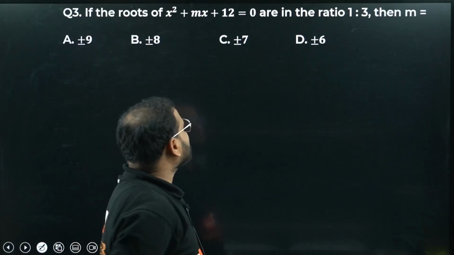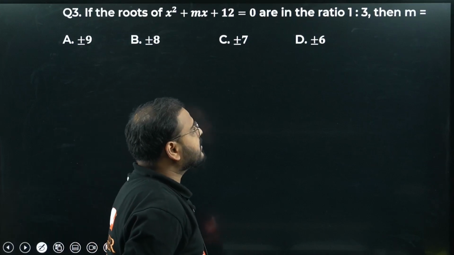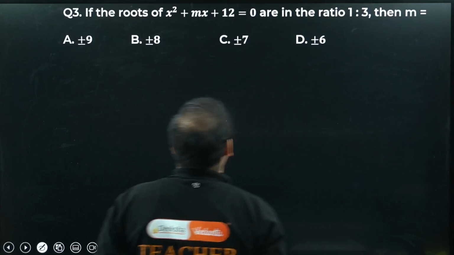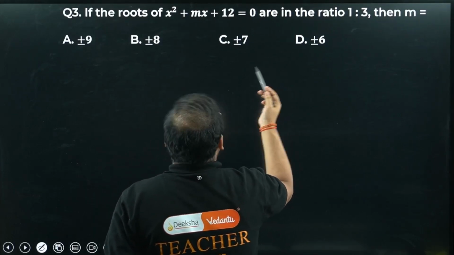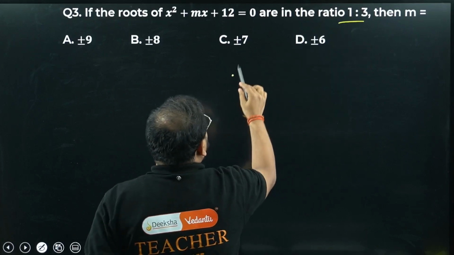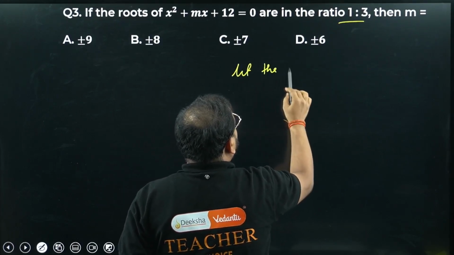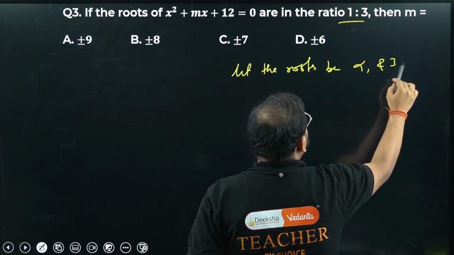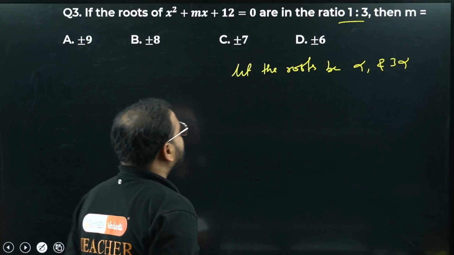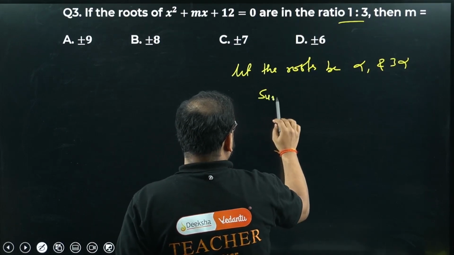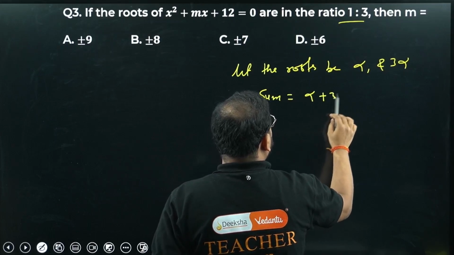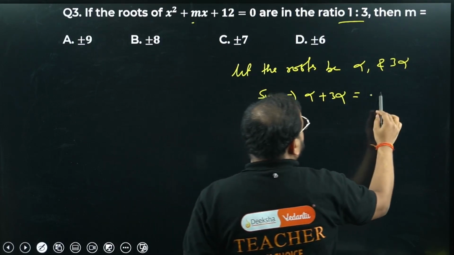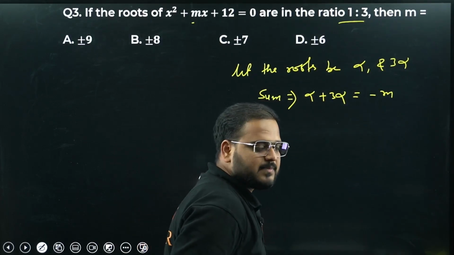If the roots of x square plus mx plus 12 equals 0 are in the ratio 1 to 3, find the value of m. Then m is equal to what? Please check. So the ratio is given, right? So we can write, let the roots be alpha and 3 alpha. Write the sum. Alpha plus 3 alpha, and how much is it going to be? Minus m by 1, simply minus m. Which formula? Minus b by a. Great.